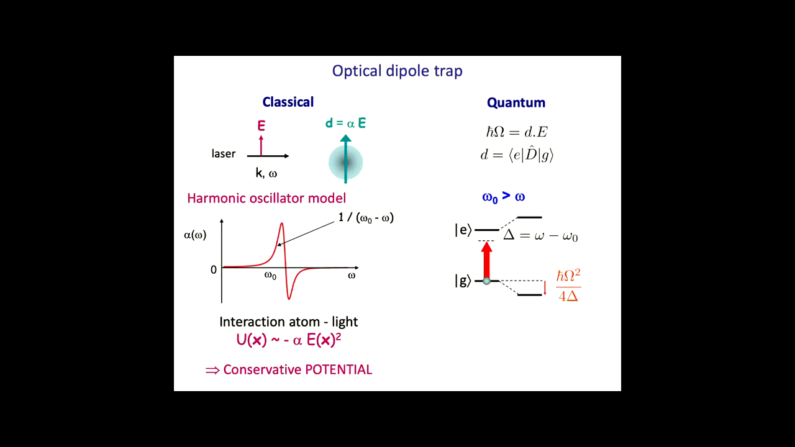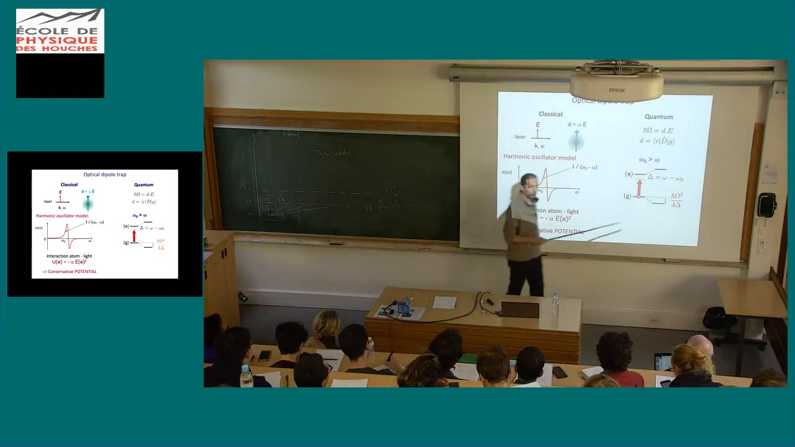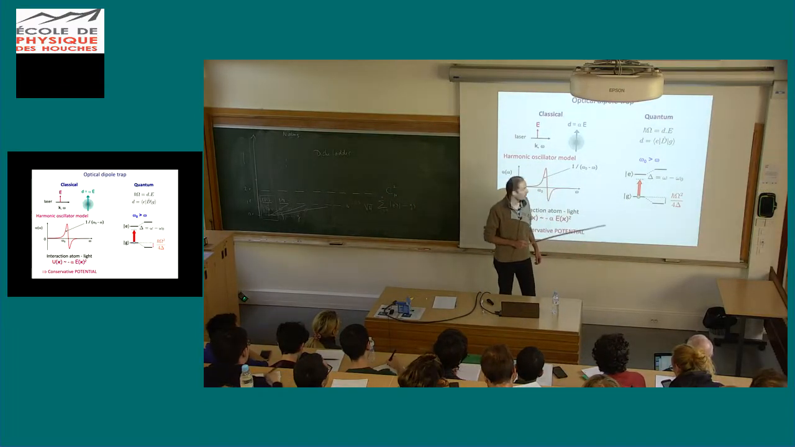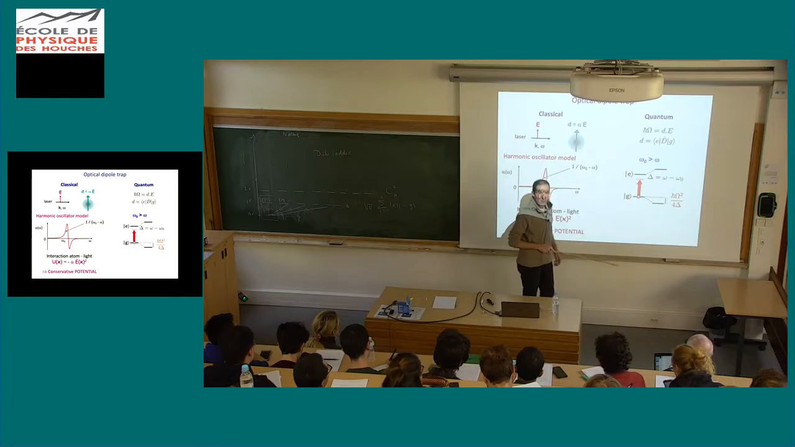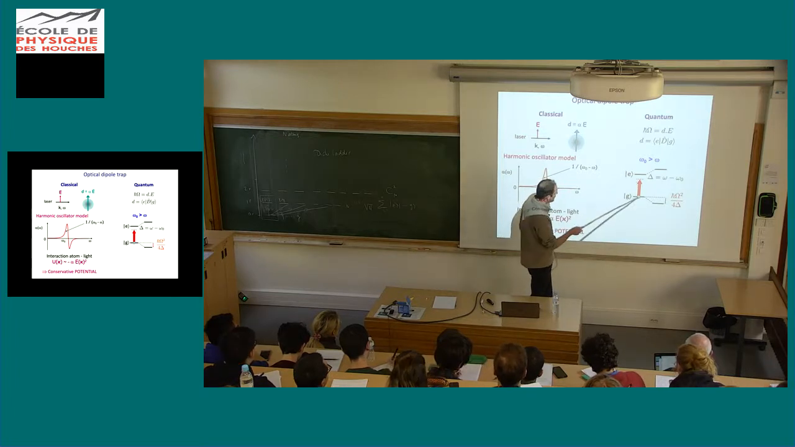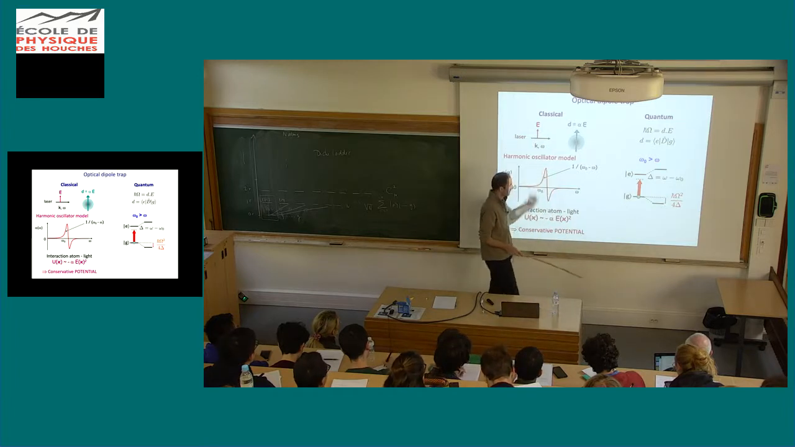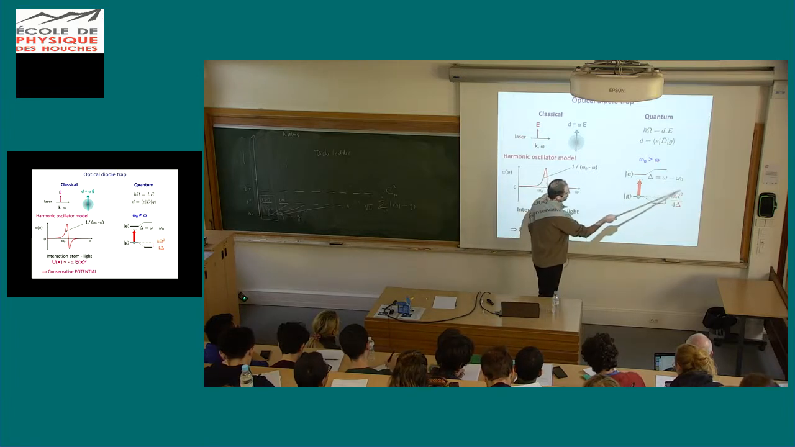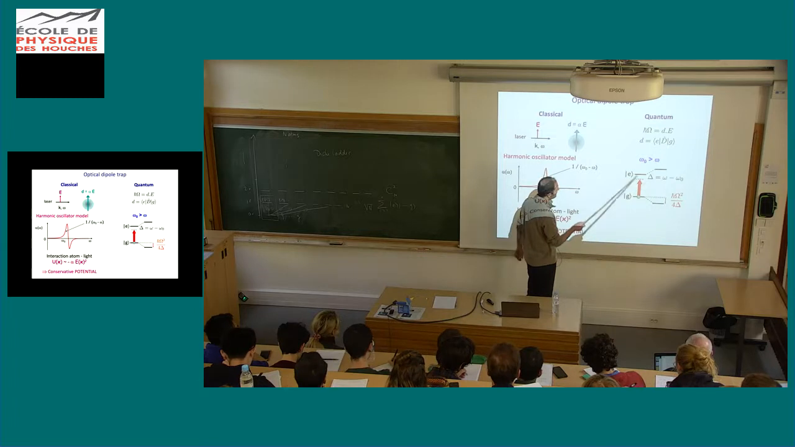Of course, there is the second approach, which is more quantum, where you just say, well, the light is going to induce a light shift if you are far from resonance. So if you just take two-level atoms, switch on a laser which is below the resonance, then the effect of this laser is to shift the energy by an amount which is essentially proportional to the Rabi frequency squared divided by the detuning.